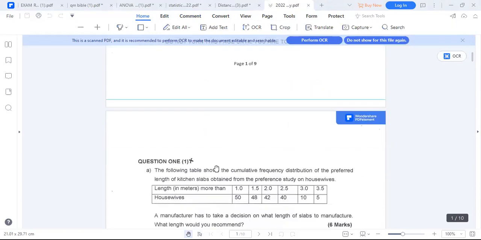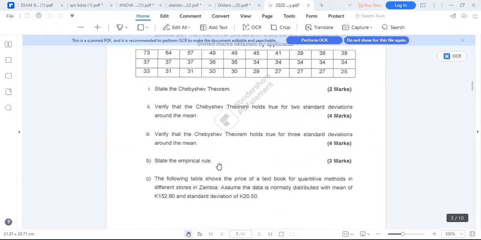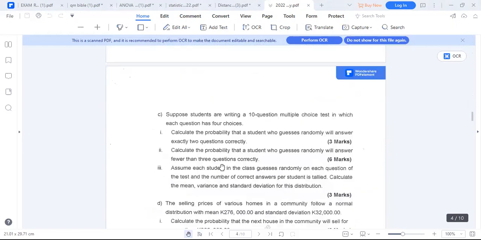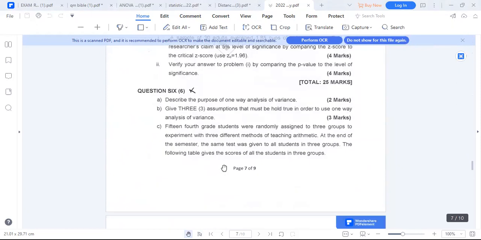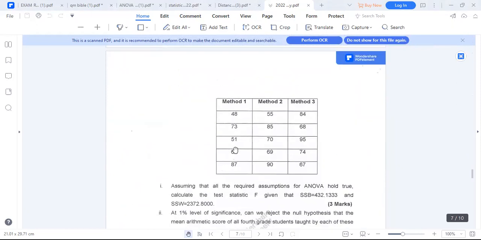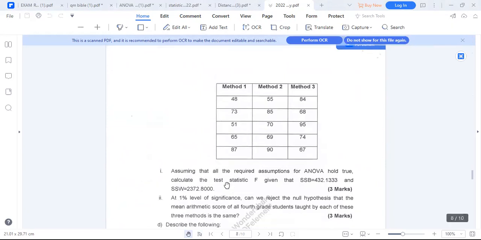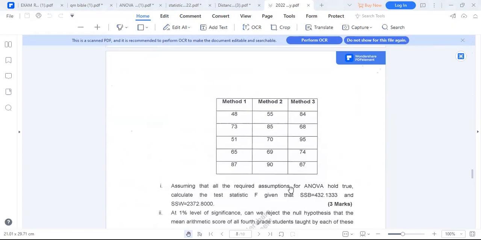So this is the paper. ANOVA doesn't miss the way it comes. It's just bulky. So ANOVA, method 1, method 2, method 3. So we are told, assuming that all requirements for ANOVA are met, test for F, given that the SSB is this and SSW is that, 3 marks. So meaning we need to come up with an ANOVA table. So let's come up with an ANOVA table together.